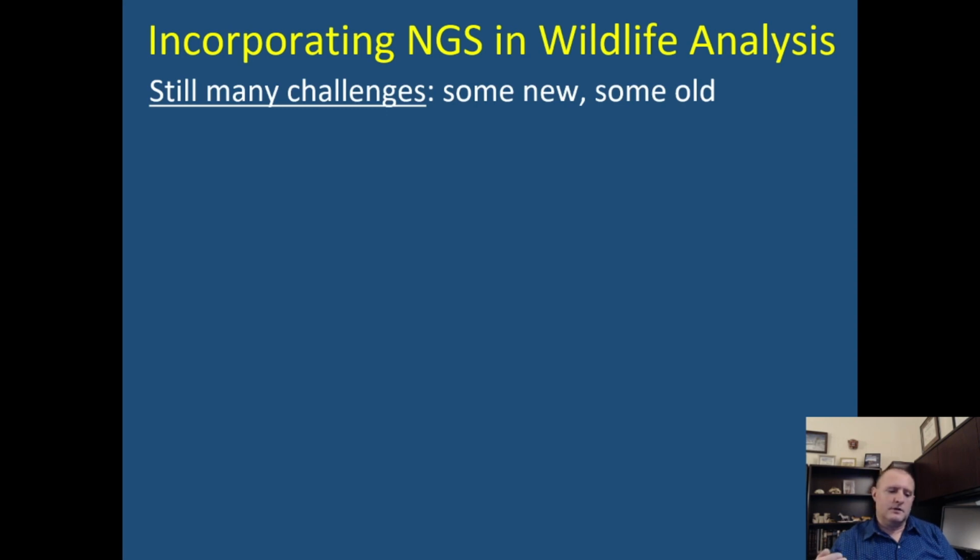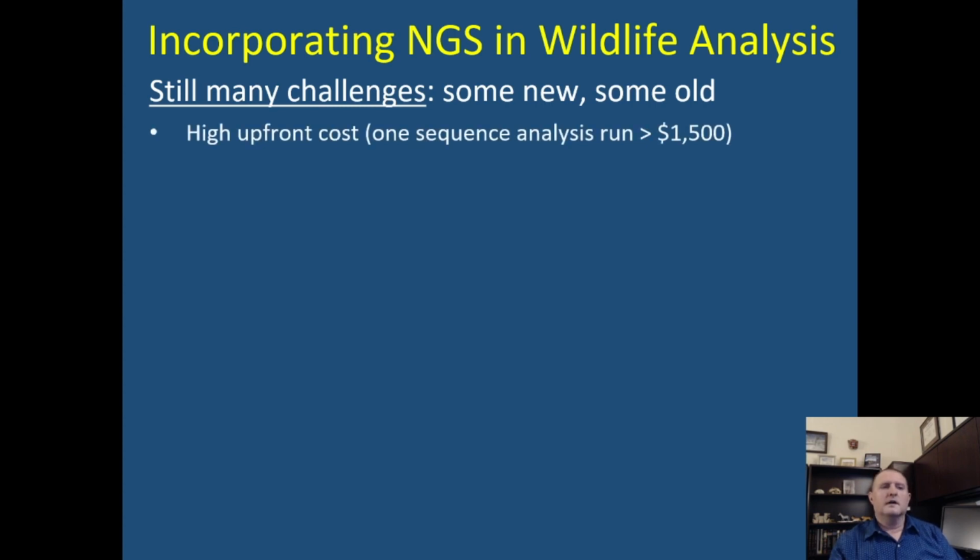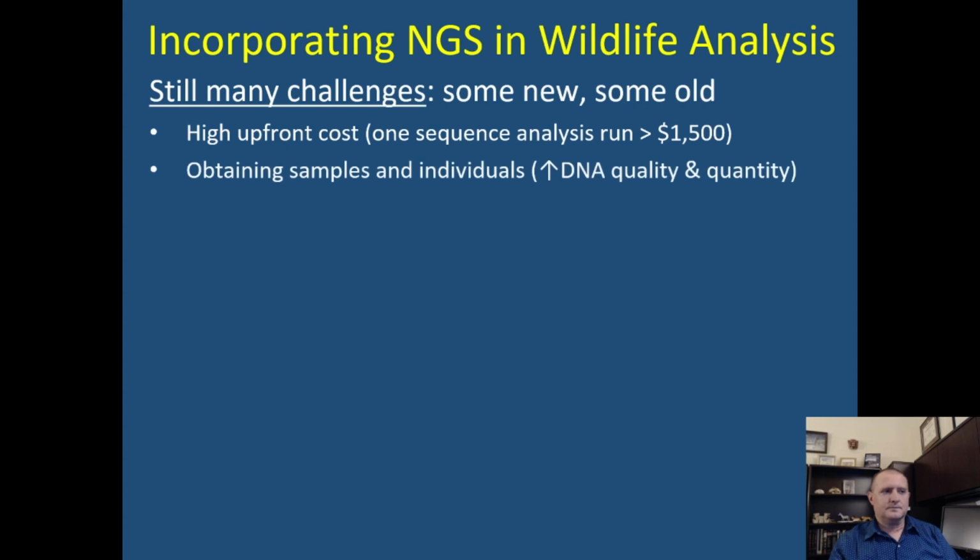But by using NGS, we're basically creating extra challenges for incorporating genetics into wildlife studies, right? And some of these are simply the high upfront cost. It costs more to generate Illumina sequencing data. Not every lab is going to have access to these types of instruments. Also, the DNA quality and quantity has to be better for doing NGS sequencing than, for example, for doing microsatellite analysis just in general, right?